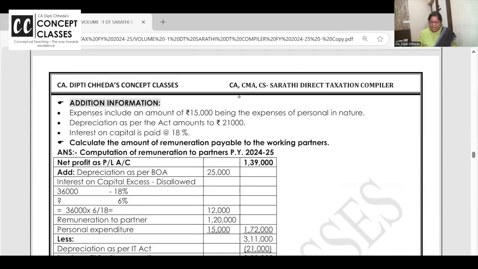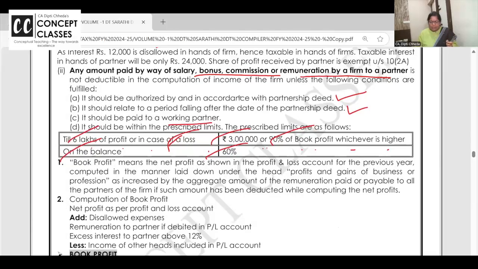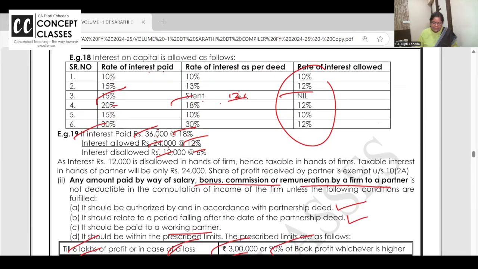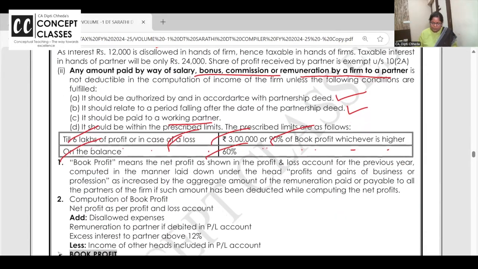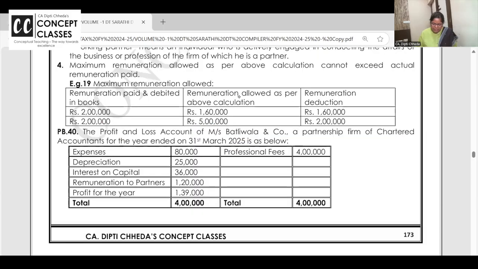ये पक्का आएगा और इसके प्रॉब्लम्स और एक यूट्यूब का वीडियो है, उसको जाके देखो आप. ठीक है? राइट. I'll tell you how. Up to 6 lakhs or in case of loss, 3 lakh or 90% of book profit, whichever is higher, and on the balance 60%. ठीक है? Right.